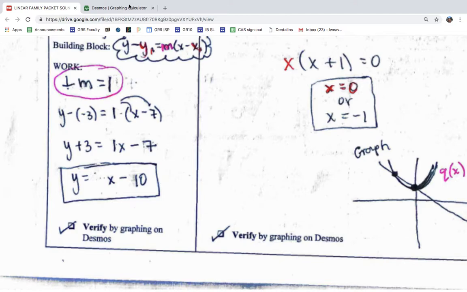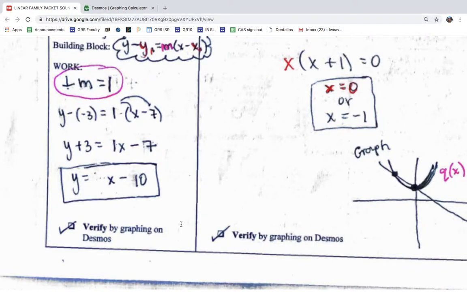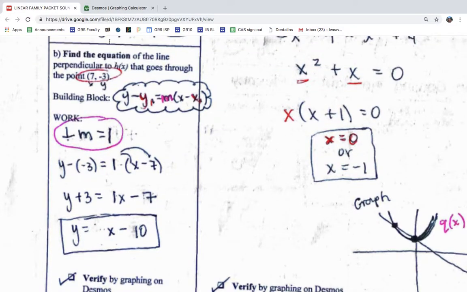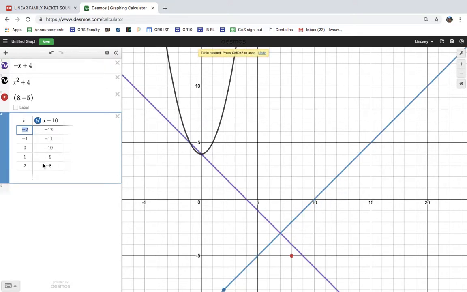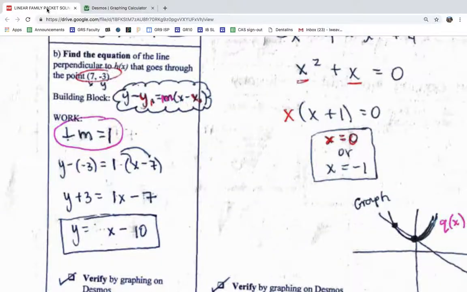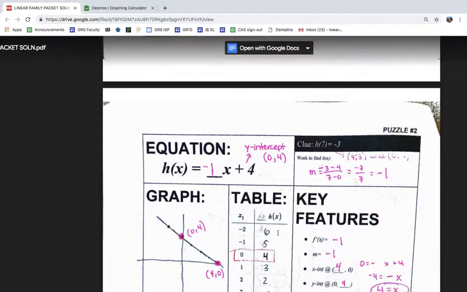And we can verify that this is perpendicular by graphing it on Desmos. And it does look like it indeed creates a right angle. And does it go through the point 7, negative 3? Let's double check. Convert to table. 7, yep, x equals 7, y equals negative 3, so that works. And we are done with puzzle number 2.